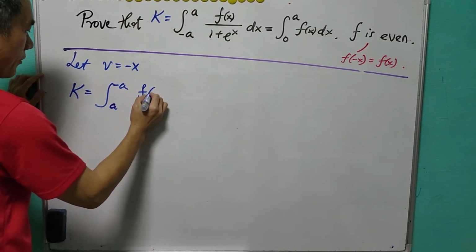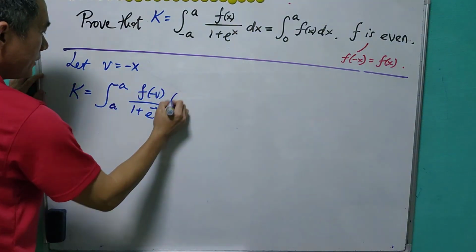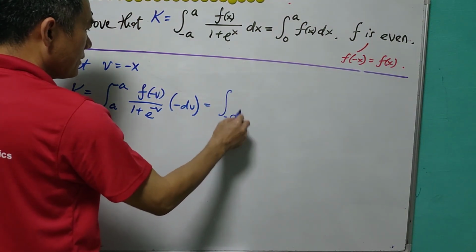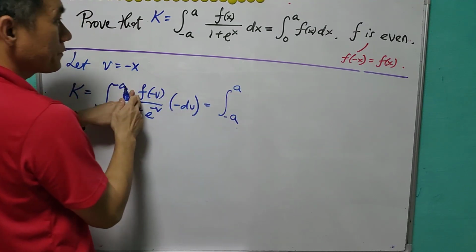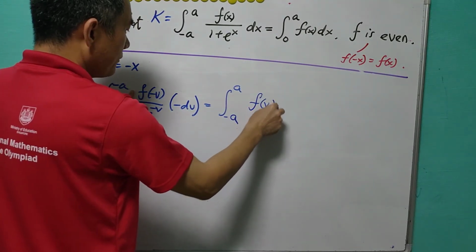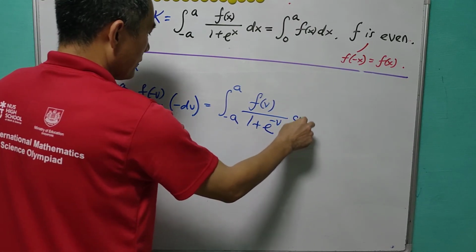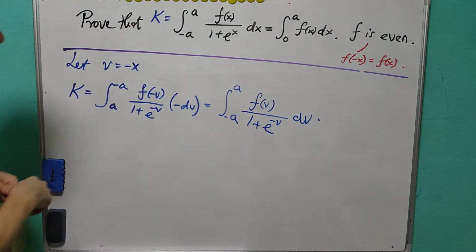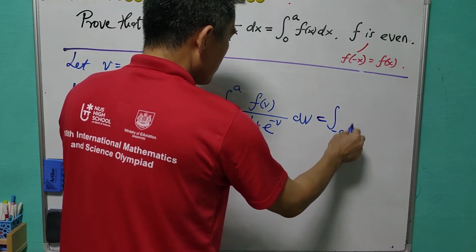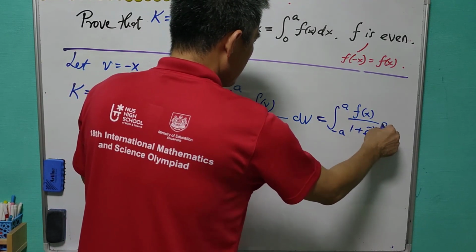f(x) will be equal to f of negative v, and 1 plus e to the negative v. dx is negative dv. So this will be equal to the integral from negative a to a. f is even, so f of negative v will equal f(v), over 1 plus e to the negative v dv. Similarly, v is just a dummy variable. We can write it as x again, so it's the integral from negative a to a of f of x over 1 plus e to the negative x dx.